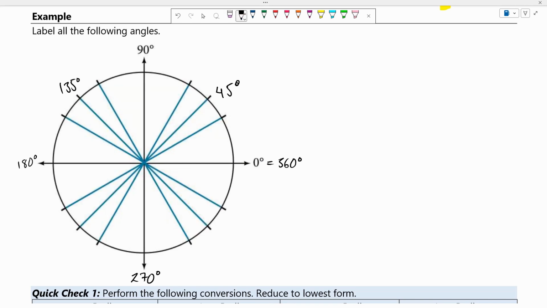If I add another 45 degrees to this, that's going to be 225 degrees. And if we add another 45 degrees, that gets us our 270. So everything's still looking good. If I add another 45 to 270, I get 315. And another 45 degrees, 360. All right. We're getting there.